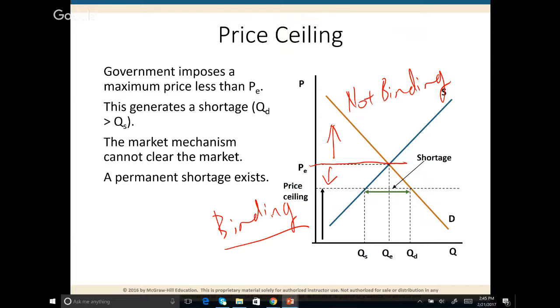So for this market, when you have a binding price ceiling, price will no longer be at equilibrium. Price will be at the new price ceiling. But at this price ceiling, this is our quantity demanded and this is our quantity supplied. So demand is more than supply, then we'll have a shortage in the economy. So the downside of a binding price ceiling is that you have a shortage in the economy. And for the non-binding price ceiling, nothing happens. Everything stays the same.